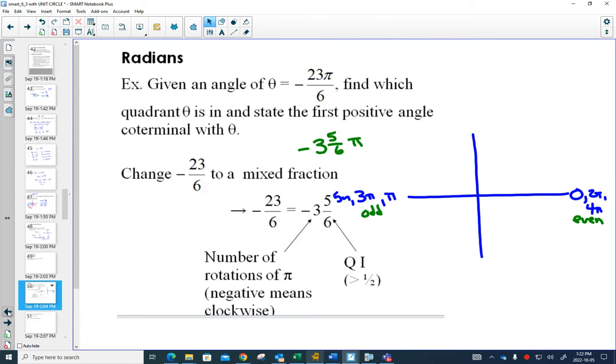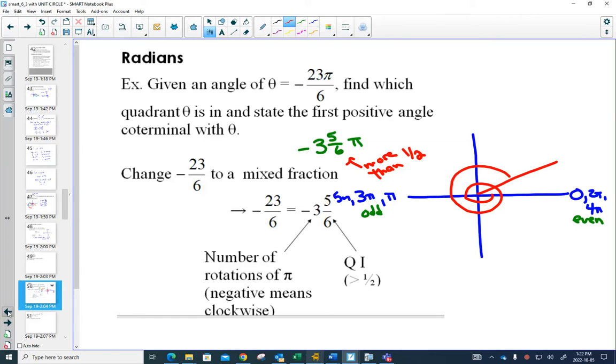Now 3 is an odd number. I can visualize it. Here's 1 pi, here's negative 2 pi. Here would be negative 3 pi. It's going to end at the negative x-axis. And then if you went another 5/6, can you see that this is more than half? So if I went to negative 3 here and I went more than half, it's going to end in quadrant 1.